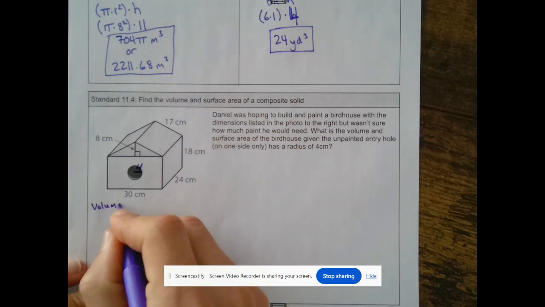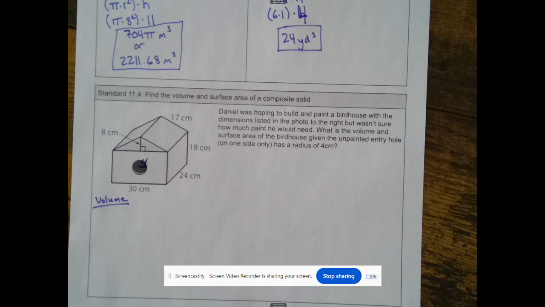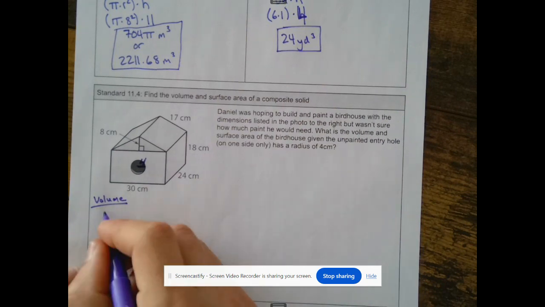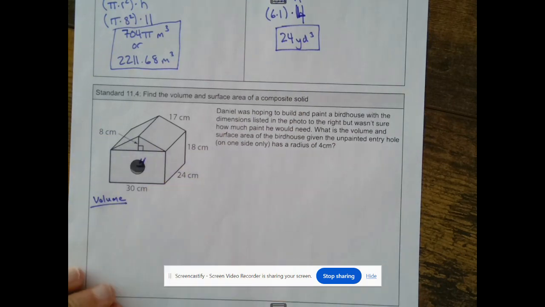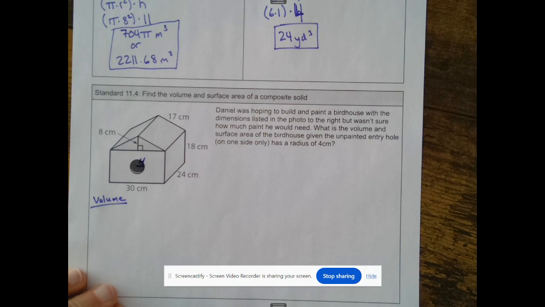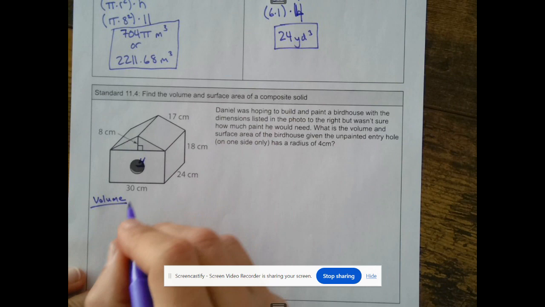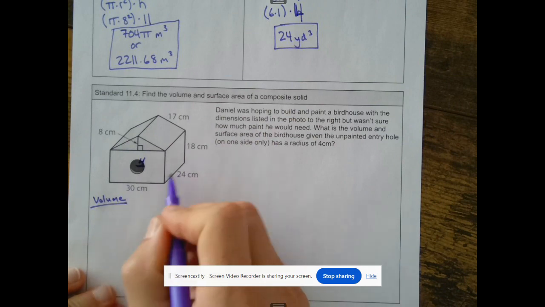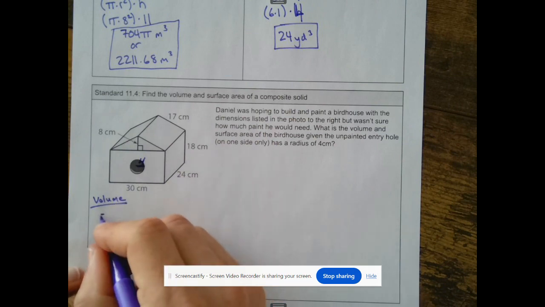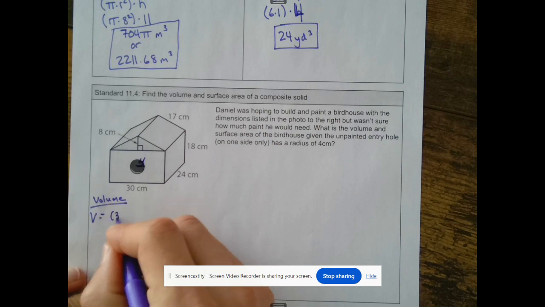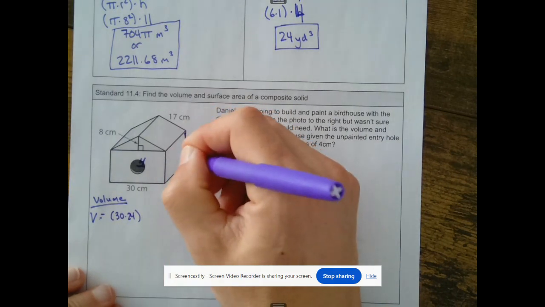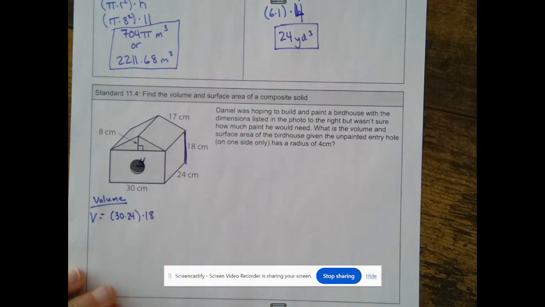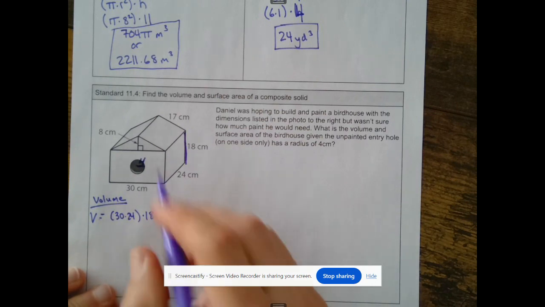I think volume is usually a little more straightforward all the time. So for volume, I have a rectangular prism and a triangular prism. So I need to find the volume of a rectangular prism plus the volume of a triangular prism. Well, let's find the volume of the rectangular prism. I'm going to choose my base as the bottom down here. So my base area is going to be 30 times 24. And then the height of my rectangular prism is going to be 18. And I need to add that to the volume of the triangular prism.